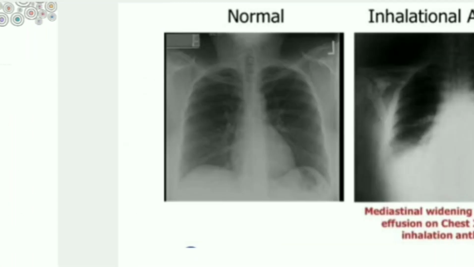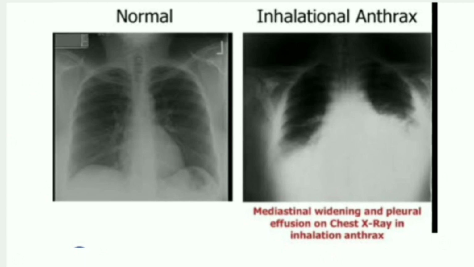You can see the X-ray of pulmonary anthrax over here, and you can compare the normal X-ray with the affected X-ray of a person. The mediastinal widening and the pleural effusion on the chest X-ray in pulmonary anthrax you can see over here.